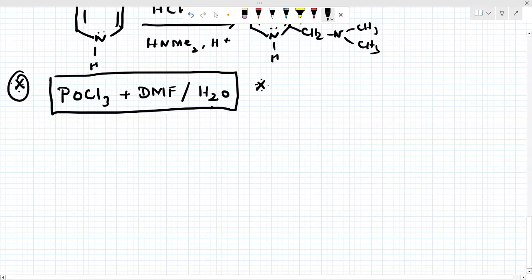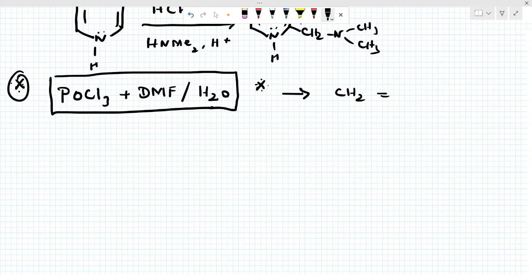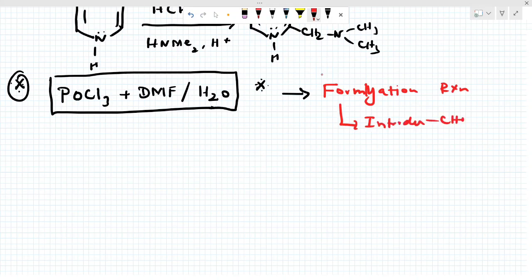Now in this reaction, what is the electrophile? CH2 and double bond. Okay, wait. This is actually a formylation reaction. What is a formylation reaction? It introduces the CHO group, the aldehyde CHO group. Okay, now the same, right? Simple reaction.